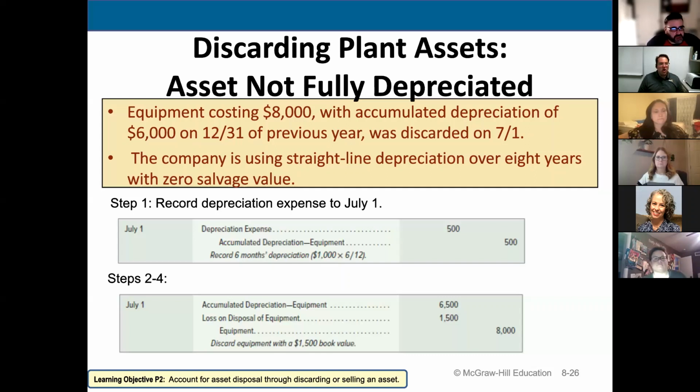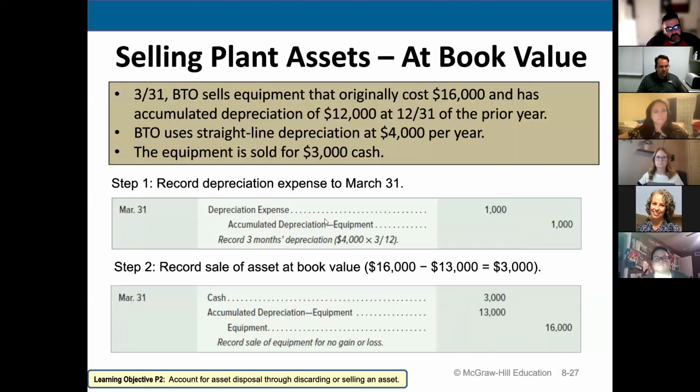So all we're doing when we do that is we're figuring out what the annual depreciation is and then multiplying that by whatever fraction of the year we've possessed the asset up to the point when we're selling it or discarding it. Like anything else, it comes a little easier as you do more of it.